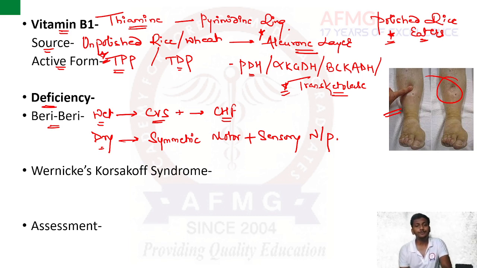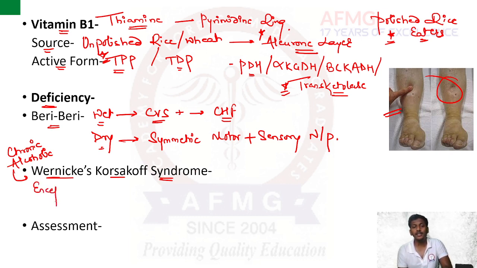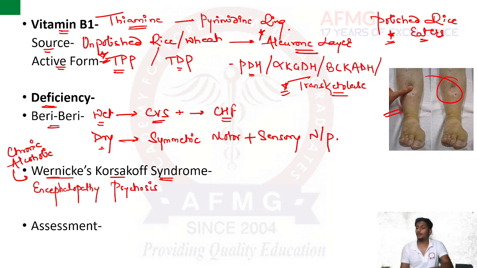Please remember this, right? If I move further, talking about the next syndrome which can be associated with thiamine deficiency. If there is a chronic alcoholic patient, chronic alcoholics are usually at a risk of developing thiamine deficiency, and in these patients there is a risk of developing Wernicke-Korsakoff syndrome. Wernicke-Korsakoff syndrome is actually a combination of Wernicke's encephalopathy and Korsakoff psychosis. So these two syndromes are combined together.